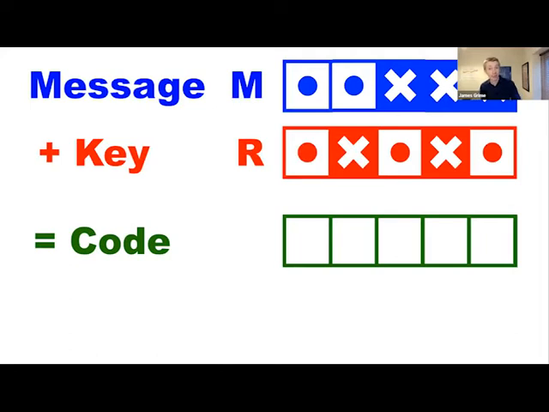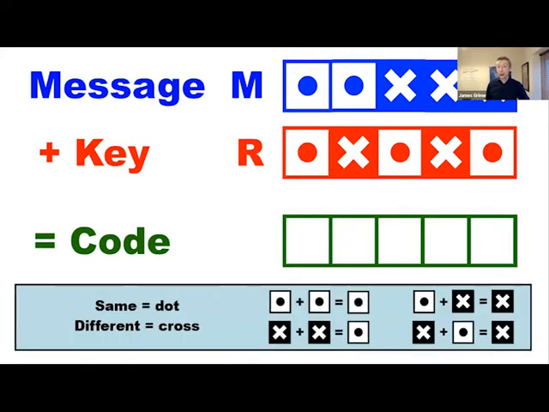And the rule is, if the 2 symbols are the same, they make a dot. If the 2 symbols are different, they make a cross. So let's see if we can work out what this code is. You can shout these out as we go through them. I'm going to do the first pair first. I've got a dot plus a dot. And in this code, they are the same. That makes a dot. Second pair, dot plus a cross. They are different. So in this code, it makes a cross.